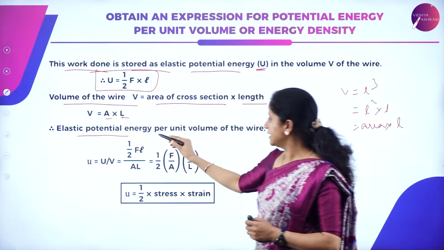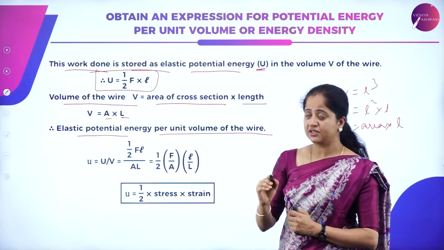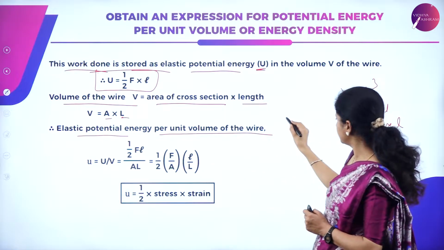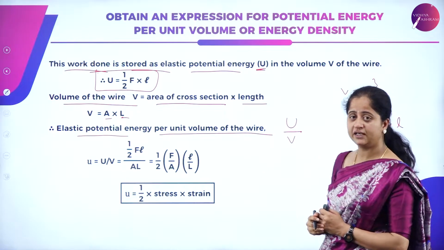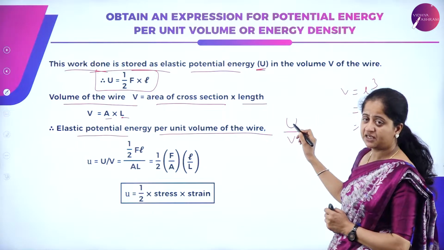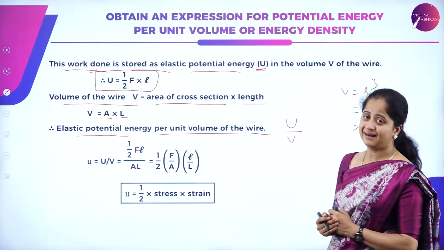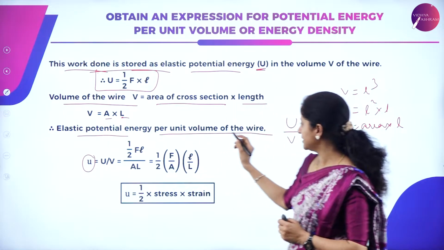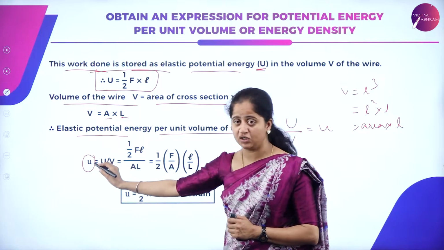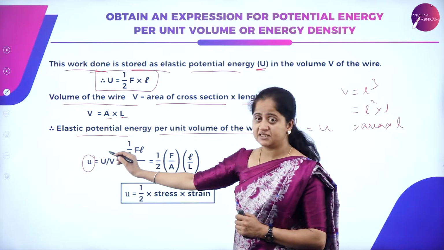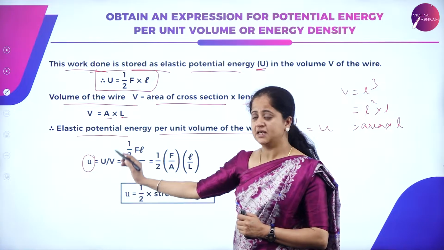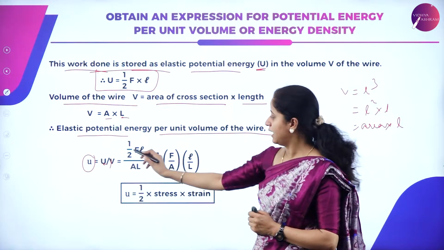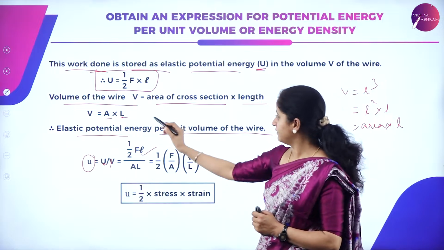Now elastic potential energy per unit volume. Elastic potential energy is given by U. Per unit volume, so we are writing the expression for U divided by V. Don't get confused. U by V is the elastic potential energy per unit volume, and I am taking it as small u, which is nothing but potential energy divided by volume. So elastic potential energy formula is half into F into L, and volume is given by A into L.